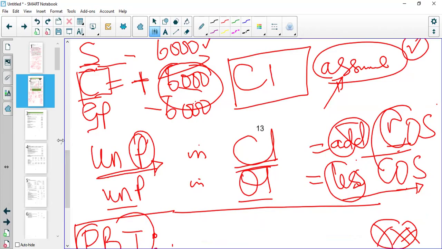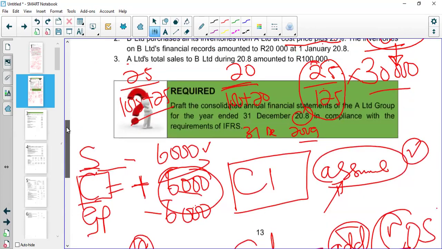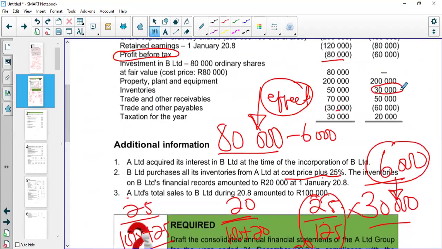Right? Then the other thing, finally, is now our inventory is no longer 30,000. We have subtracted 6,000 unrealized profit. And just a formality now to calculate the unrealized profit at the beginning of the year, 25 over 125, right, multiplied by 20,000. So I think that's 4,000.